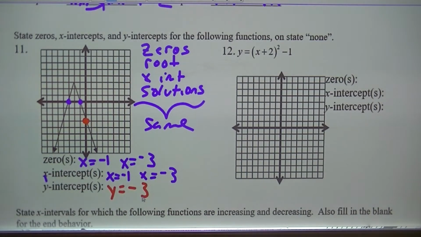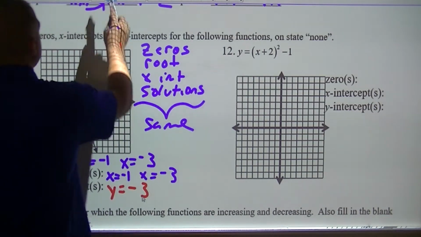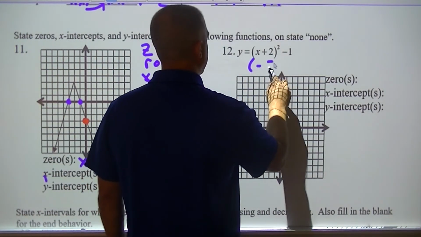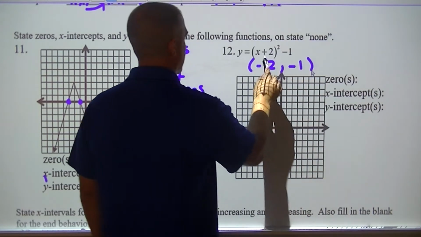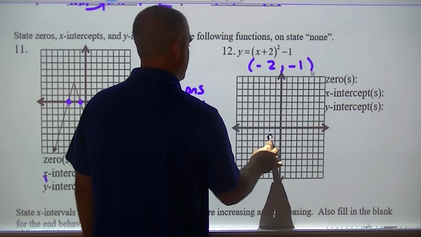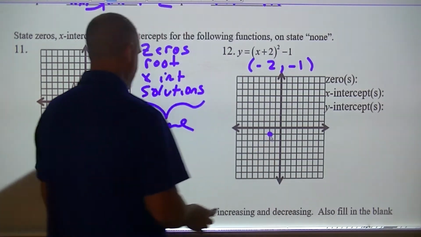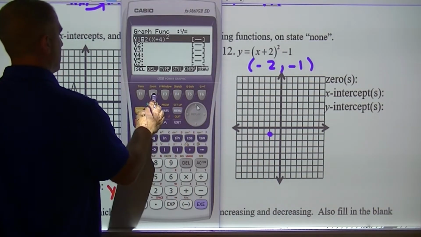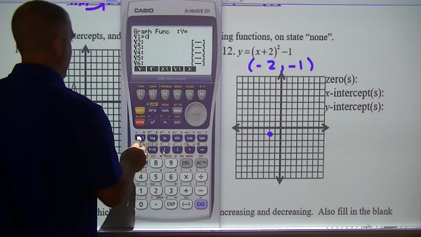Okay? Now, this one we have to graph. All right, well that's not a problem. Our anchor point is -2, -1. Opposite the inside, follow the outside, so 1, 2, down 1. I'm going to go through. All right, x plus 2.